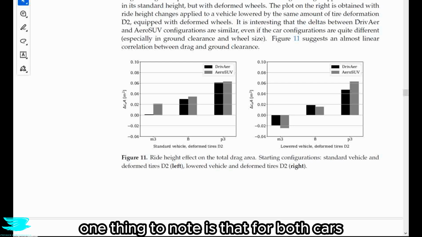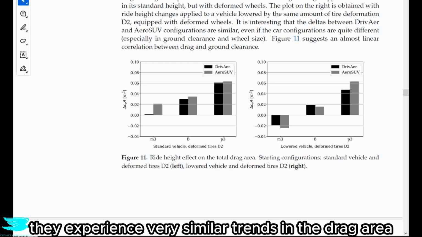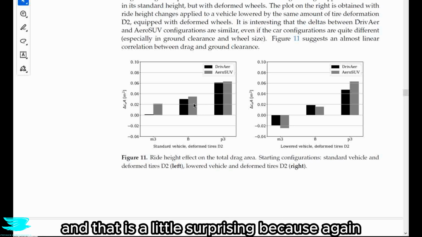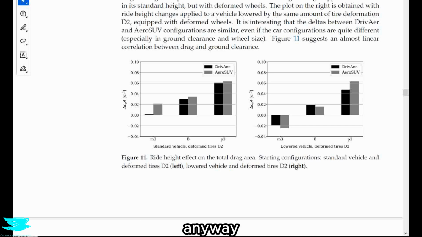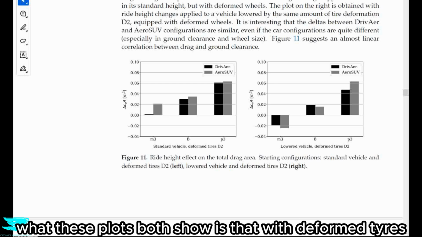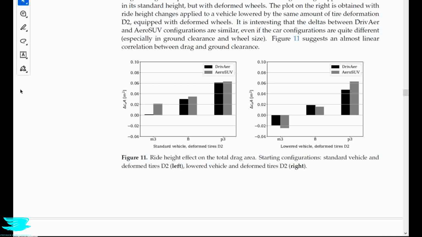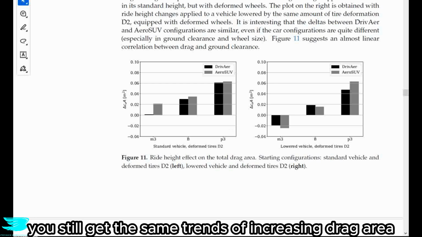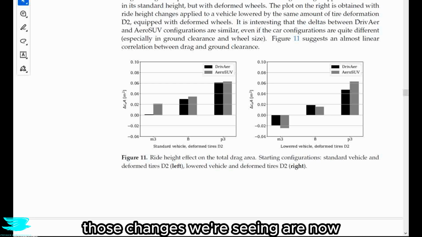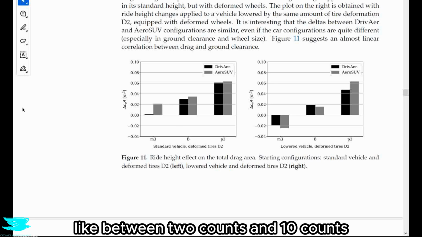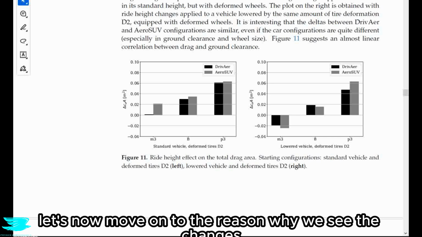One thing to note is that for both cars, they experience very similar trends in the drag area. That is a little surprising because, again, I imagine that the Aero SUV has a larger frontal area. Anyway, what these plots both show is that with deformed tires, you still get the same trends of increasing drag area with increasing ride height. Those changes we're seeing are now between 2 counts and 10 counts. Let's now move on to the reason why we see these changes.